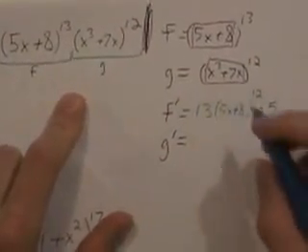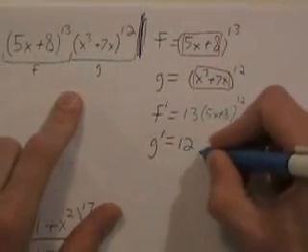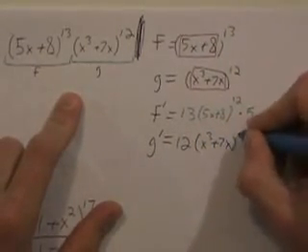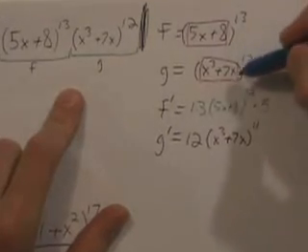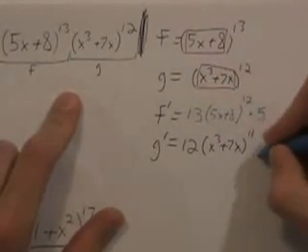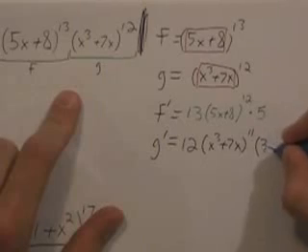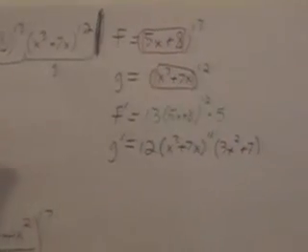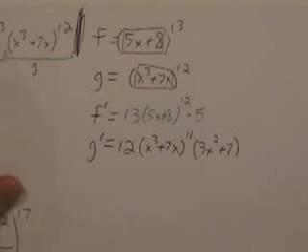The outer function is to the 12th power, so it's going to be 12 times x cubed plus 7x to the 11th, multiplied by the derivative of the inside, which is 3x squared plus 7. I'm not going to simplify this out because I don't have enough room. But you just assemble it like it's a regular product rule.